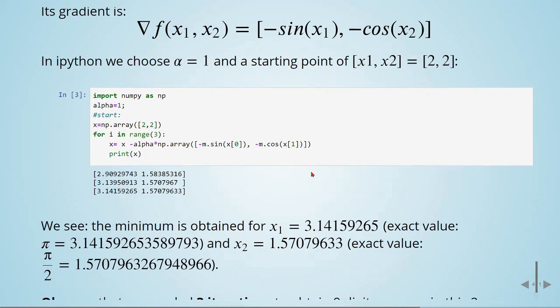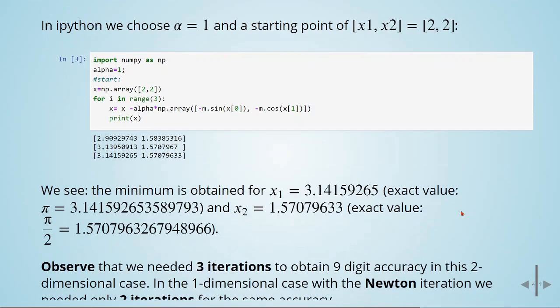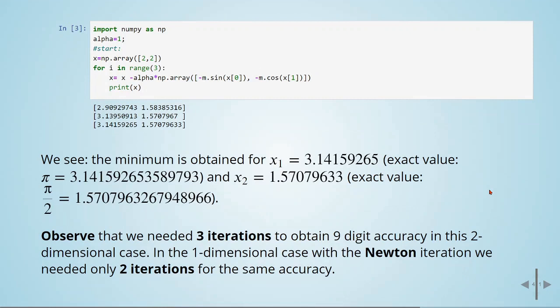by 2. So we see that the minimum is obtained for x1 as 3.14159, and so on. So this is the exact value of pi, and this is what we got. And for x2, the exact value is given here, and we obtain this. So we observe that we needed 3 iterations to obtain 9-digit accuracy in this two-dimensional case. For the one-dimensional case with the Newton iteration, we needed only 2 iterations to get the same accuracy.